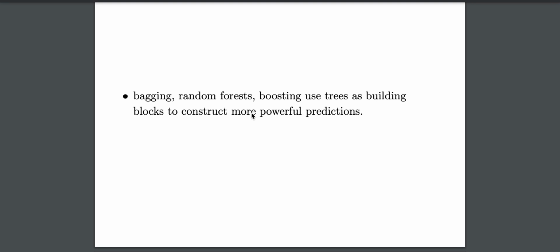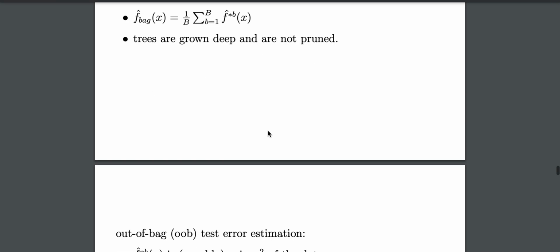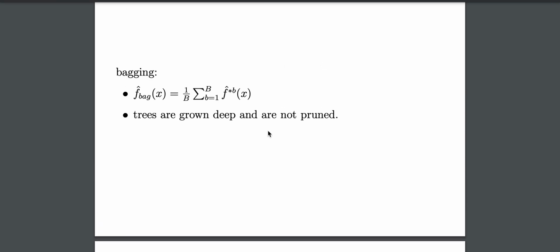Okay, so bagging, random forest, and boosting use trees as a building block to construct more powerful predictions. So what is bagging? We create B bootstrapped samples from the data. We fit a tree to each of these bootstrap samples. We average the trees and we get the bagged tree.